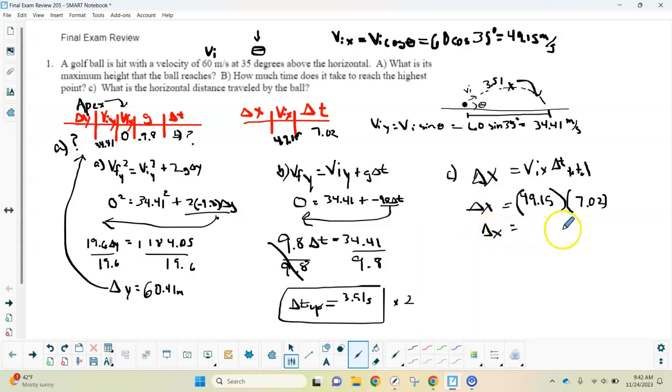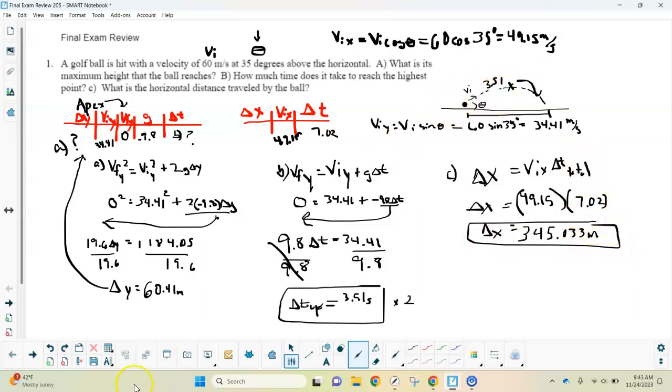And you should get a horizontal distance of 300. That's supposed to be a 3. Let me try to make that better. 345 meters or so. So those are the first three answers here for our projectile motion problem.